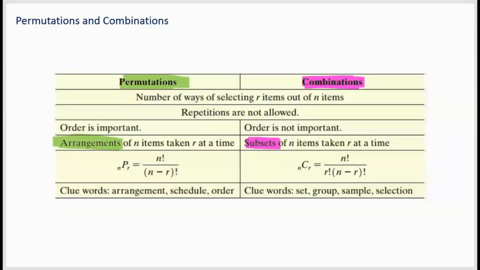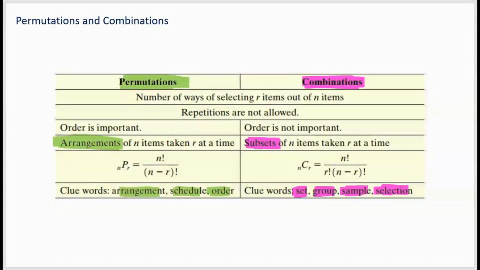Again, clue words for a permutation are arrangement, schedule, order. Okay, but again, we just did a problem a minute ago that said alphabetical order, but it was a combination. So you even have to be careful with that. For combinations, keywords are a set, a group, a sample, or a selection. And Sonia wanted to select, maybe you could use that. Really, you just have to understand the problem to decide.